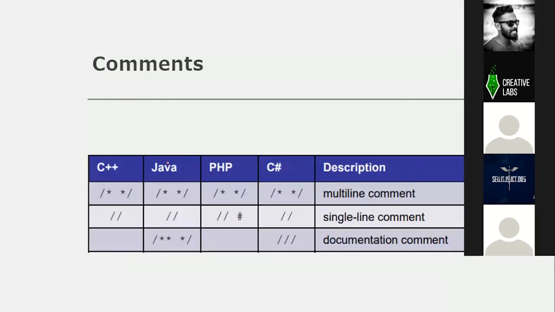And we have comments, you might know about that. In C++ and Java, you can see everything is the same. In PHP, it is like this; you can provide this or this. And in C# it's like this. Documentation comments are something C++ does not support, and PHP as well, but Java and C# provide documentation comments.